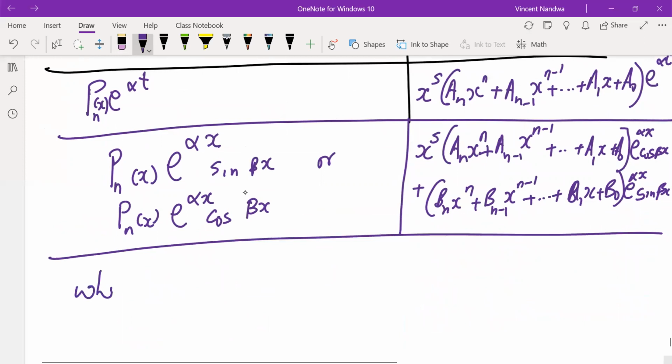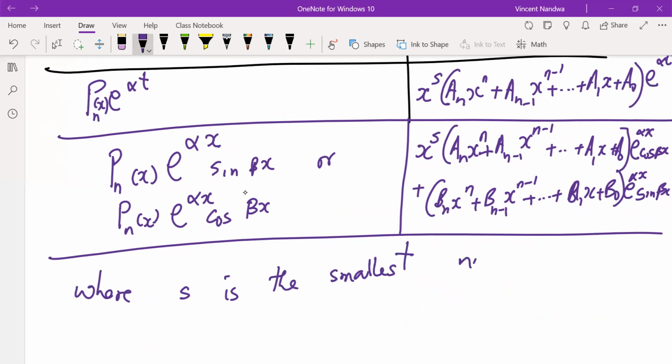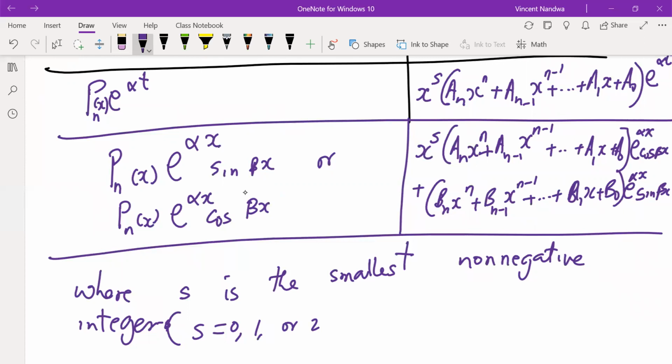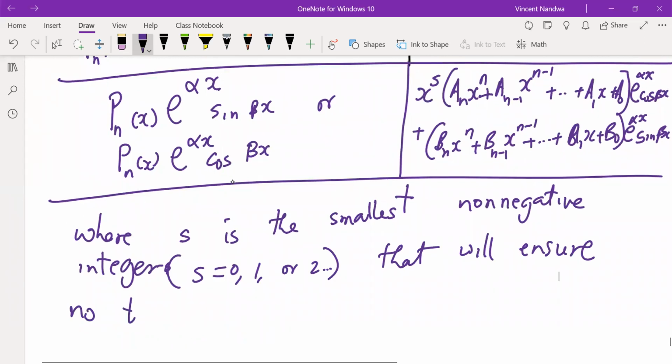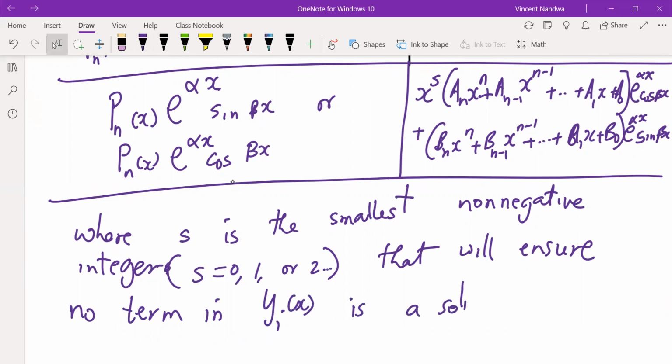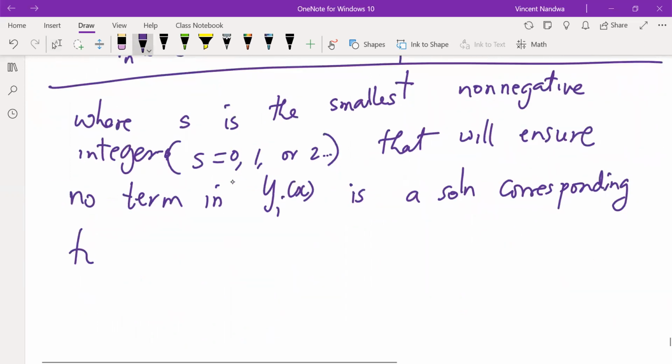where s is the smallest non-negative integer, so s can be 0, 1, or 2. That will ensure no terms in yi of x is a solution corresponding to the homogeneous equation.